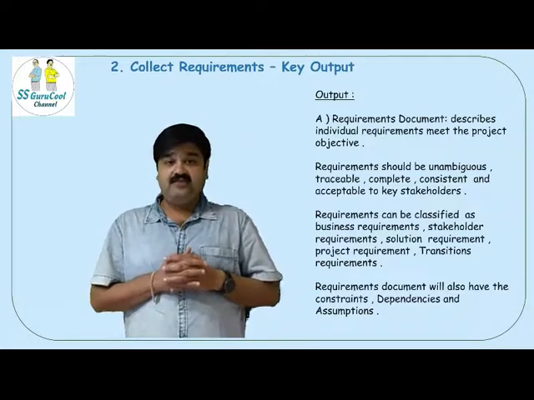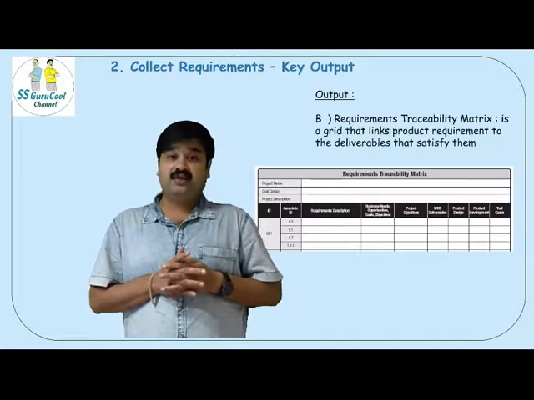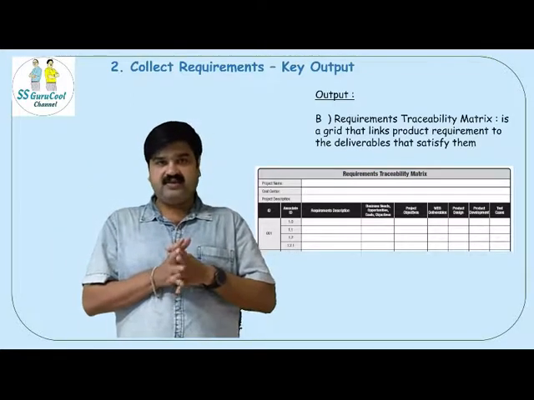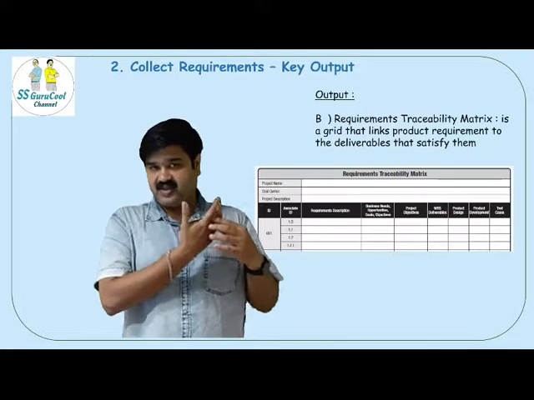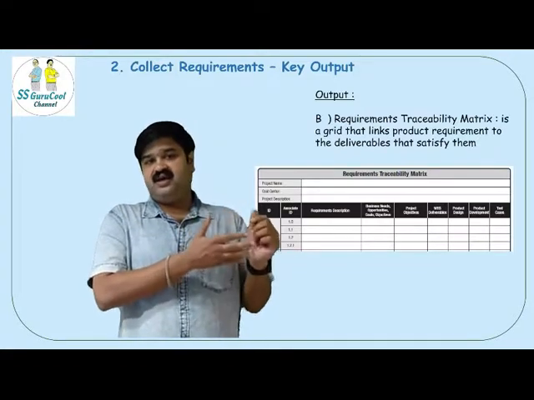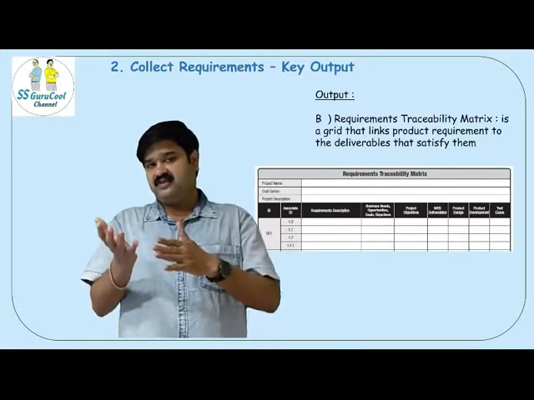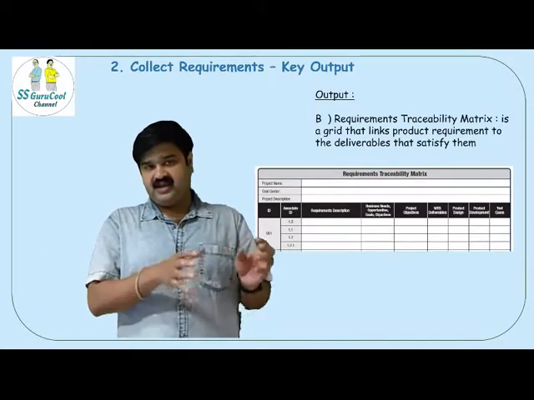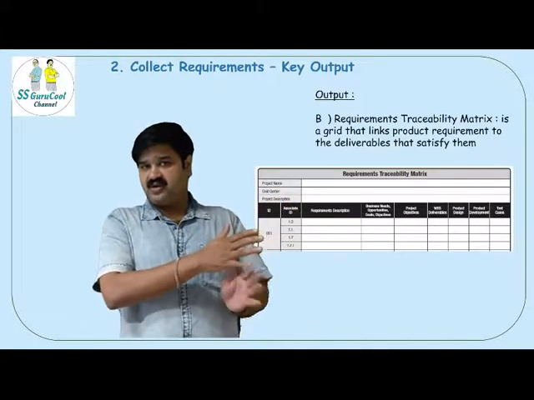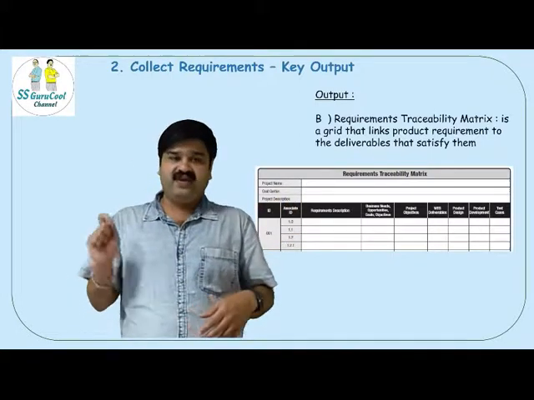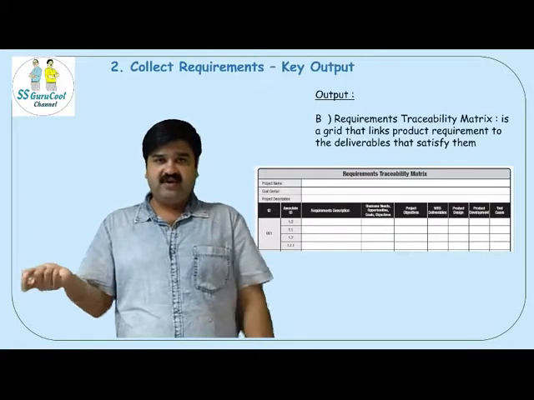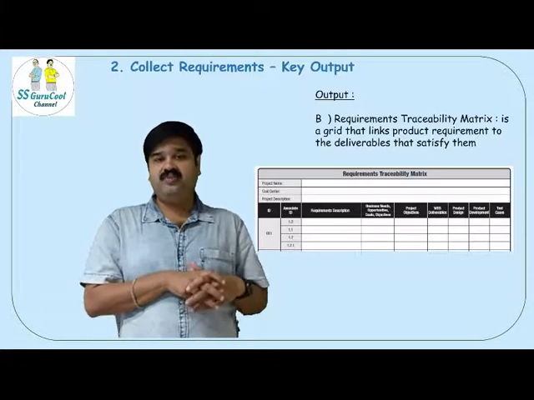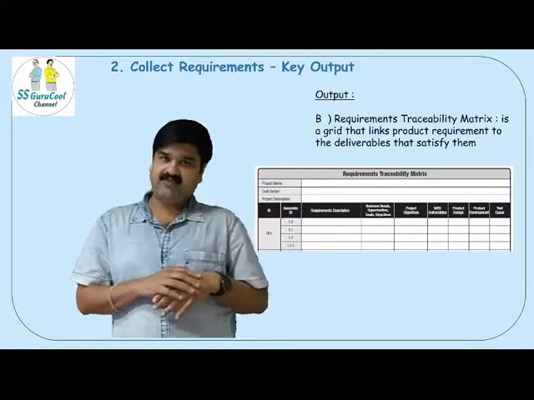Another key output of the collect requirements process is the requirement traceability matrix. In the requirement traceability matrix, it starts with the requirement, and then as and when the scope and the deliverables etc. are further elaborated, those traceability linkages are also attached to this document, and thereby each and every activity in a project will be assignable to a requirement, or should be alignable to one particular requirement from the stakeholders.